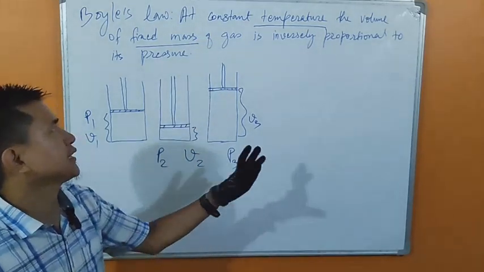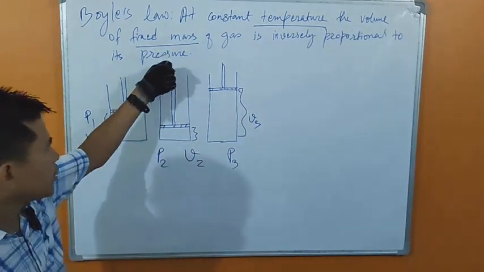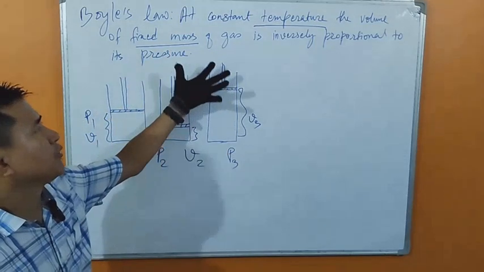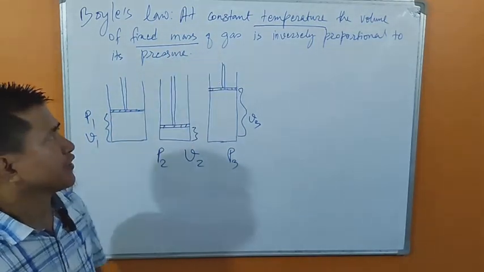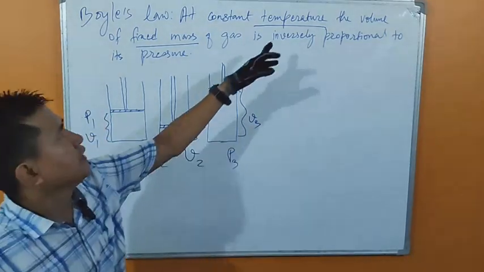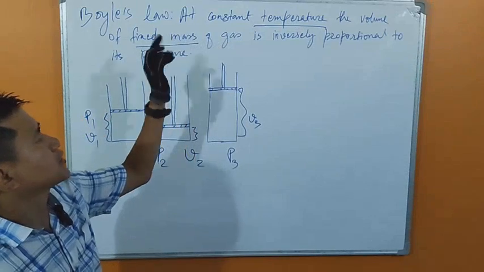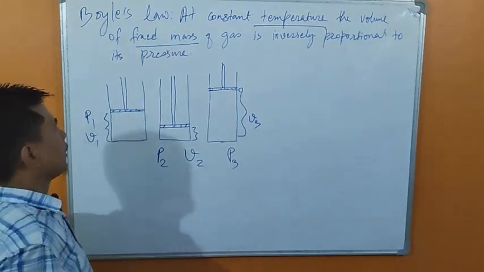The simple concept Boyle's Law wants to let us know is when you increase the pressure, volume decreases, and when you decrease the pressure, volume increases. But the main topic here is temperature and mass of the gas should remain constant. Let us come to the point.